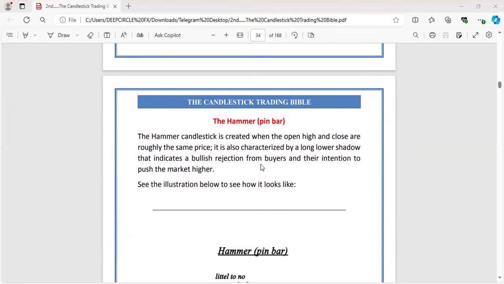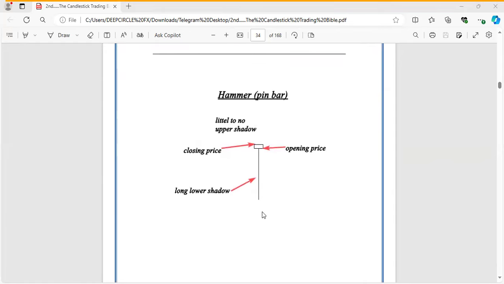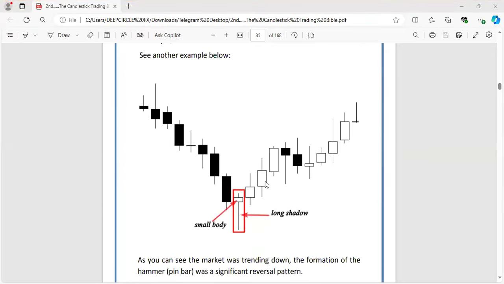We now have the hammer. It's a good pin bar again. The hammer candlestick is created when the open, high and close are roughly the same price. I hope you get it. Let me show you what it looks like. This one. So it will be looking like a pin bar with a long shadow. But this one is known as the hammer.